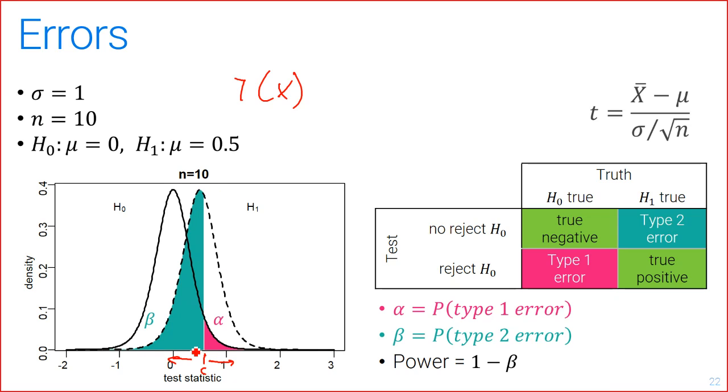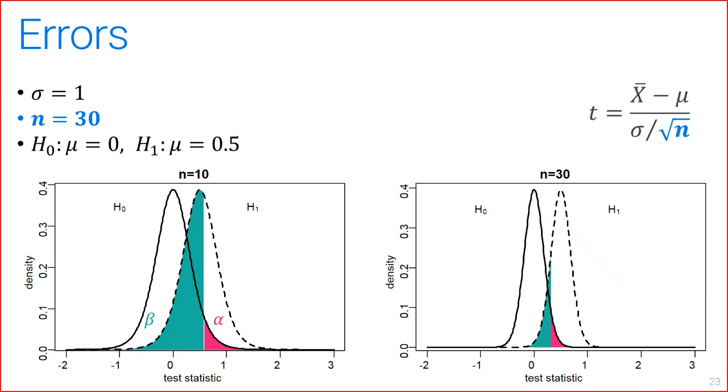So what is the effect of the sample size? We see it here in the formula. And let's say now that instead of collecting 10 observations, we collect 30. So it would look like here on the right. And the thing is, the alpha would still remain the same. We set it to 5%, 2%, 1%, whatever it is. Now the point is the distributions are going to be narrower.